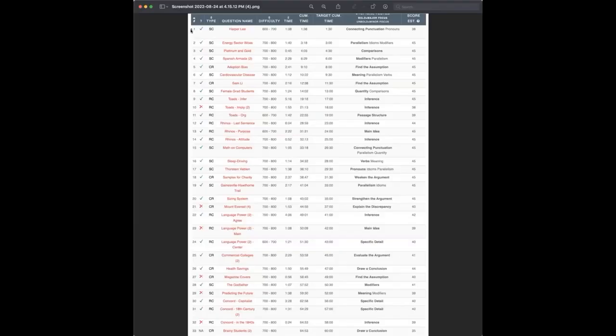He started getting questions right. Now the starting question difficulty tested him at 600 to 700. He got it correct. It's a sentence correction question. He got it correct, so the question difficulty immediately raised itself to 700 to 800. And the score estimation when he got this right was at 38.